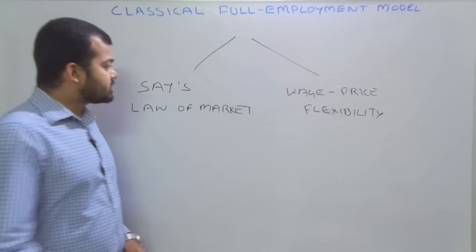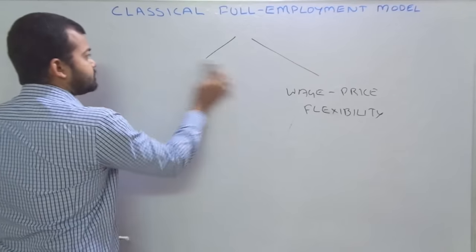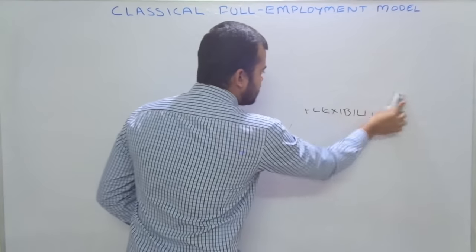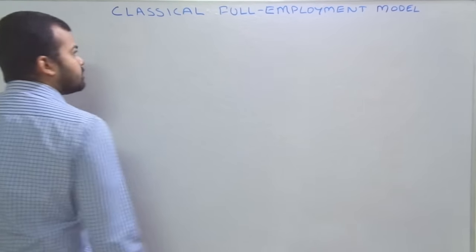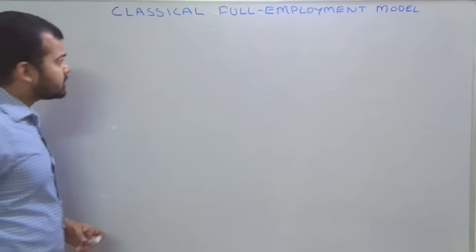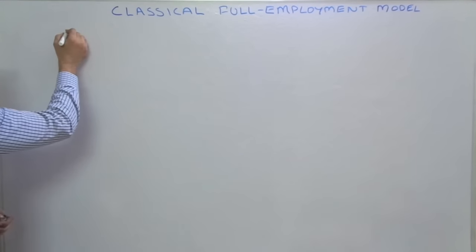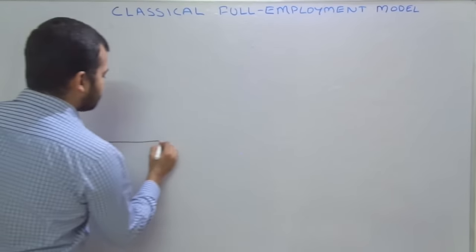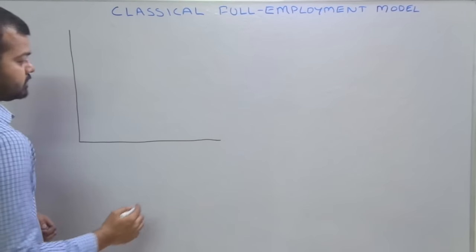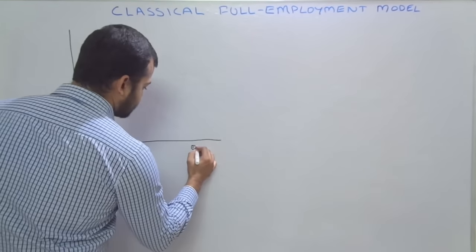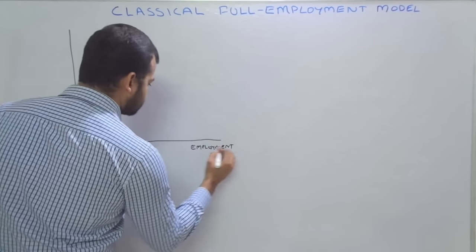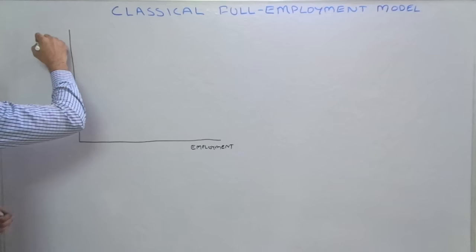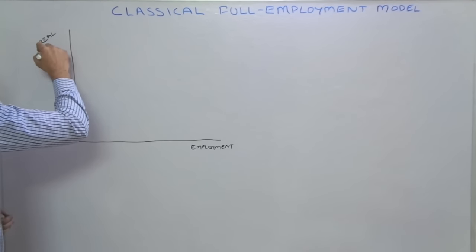Now we are moving towards the model, the full employment model. First of all, we will learn about labor market equilibrium. This is very important because classical economists assumed labor as one of the important factors of production in the economy. So we'll draw one graph of labor market equilibrium. On the x-axis we are taking employment, and on the y-axis we are taking real wages.